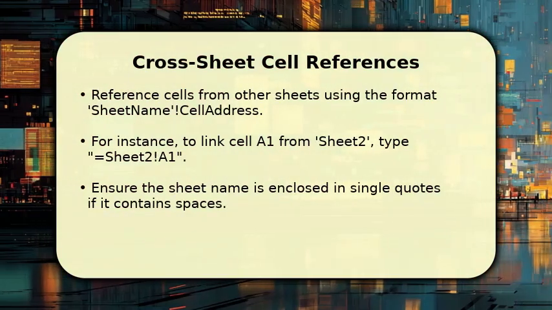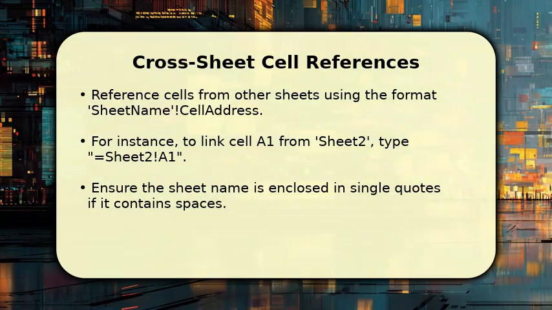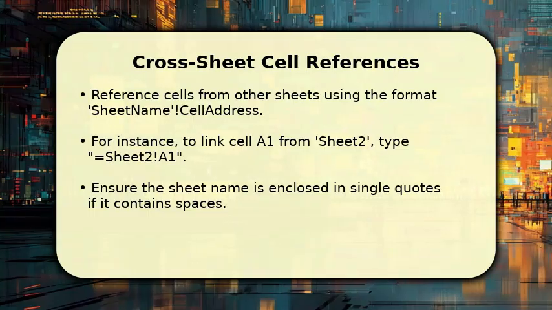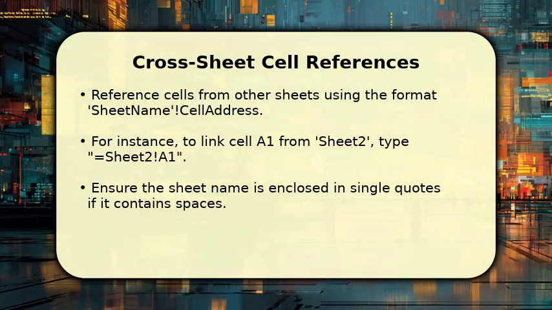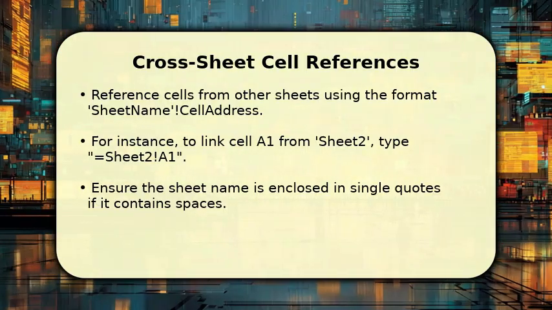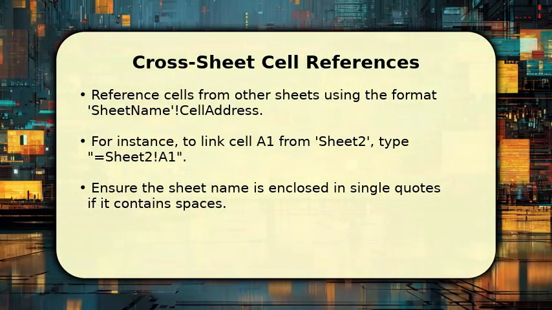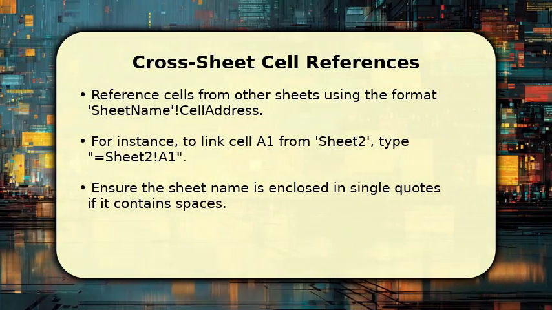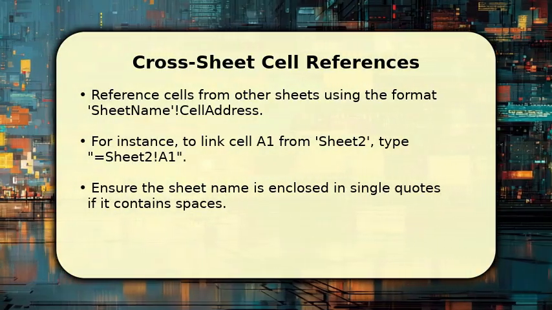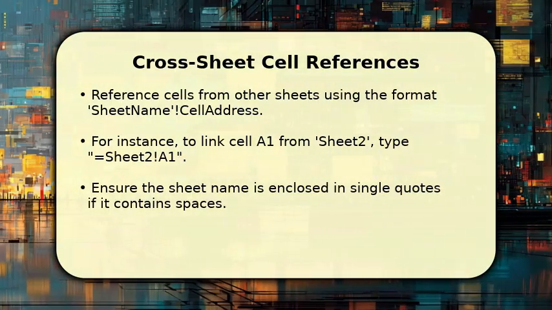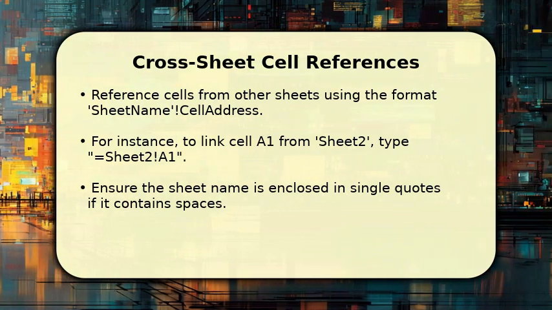Linking cells across different sheets is just as straightforward. You'll use the sheet's name, followed by an exclamation mark, and then the cell address. For instance, to pull data from cell A1 on a sheet named Sales Data, you would type equals Sales Data exclamation mark A1. Remember to enclose sheet names with spaces in single quotes. This powerful feature allows you to consolidate information from various tabs into a central dashboard.